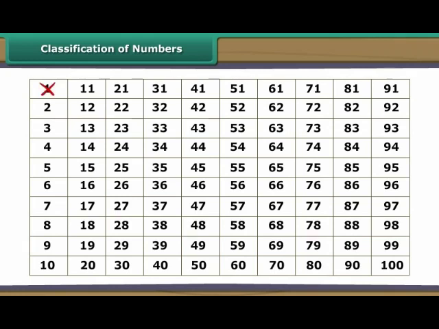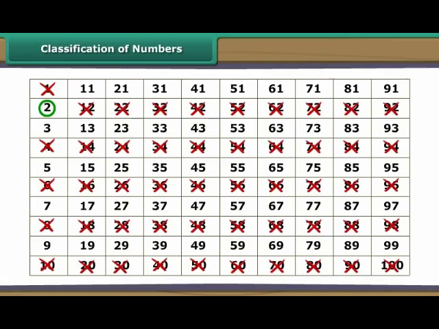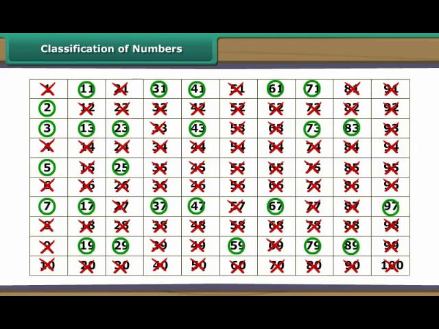1 is not prime as it has only 1 factor. We draw a cross on it. 2 is prime as it has exactly 2 factors. We draw a circle around it. We draw a cross on all the multiples of 2. 3 is prime. We draw a circle around it. We draw a cross on all the multiples of 3. We proceed till we have drawn a cross or a circle around all the numbers from 1 to 100.